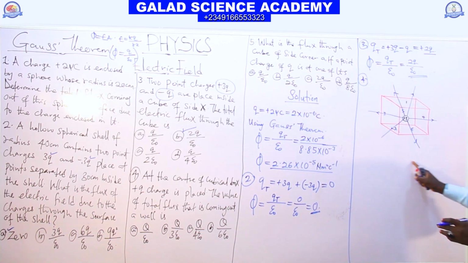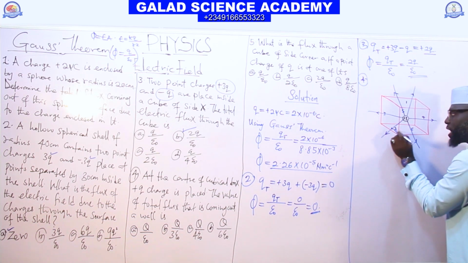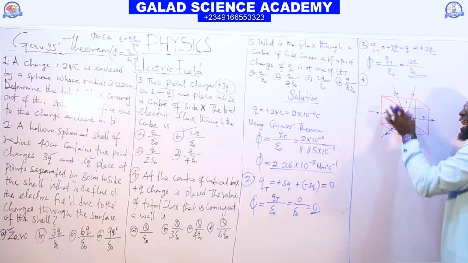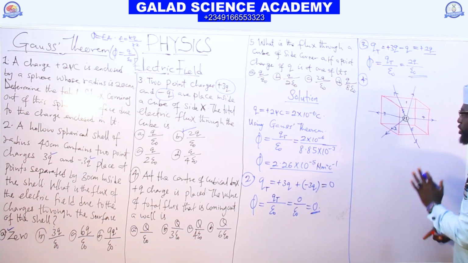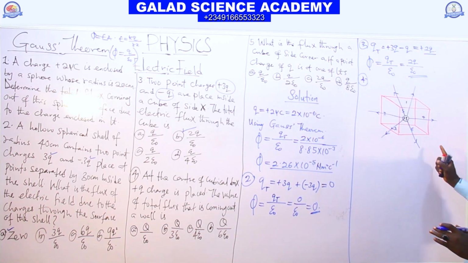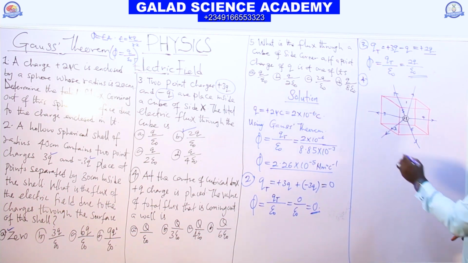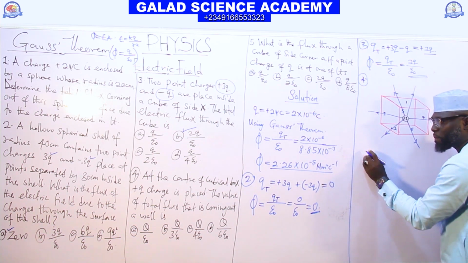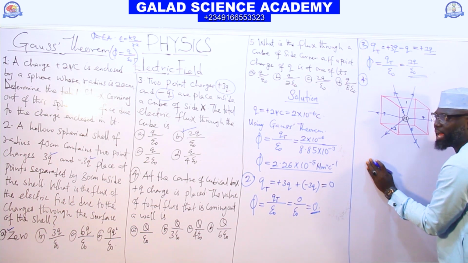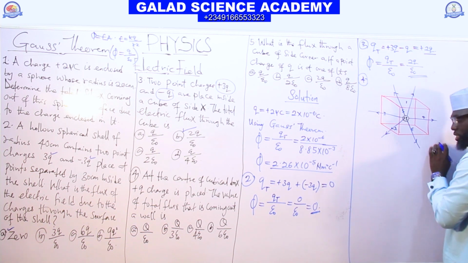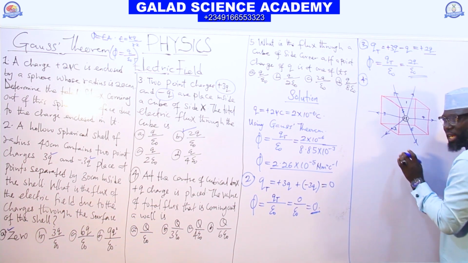So the charge, the flux, the field lines that are coming out from the 6 surfaces will be 6. So if the flux that is coming out here is 6, can I say what? We have 6 sides.